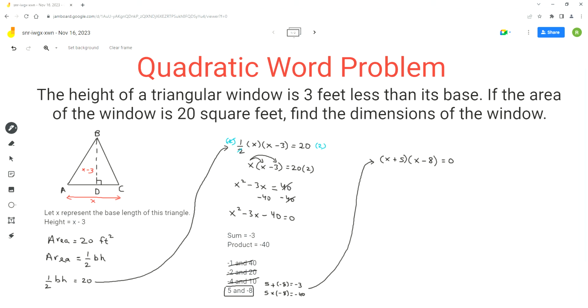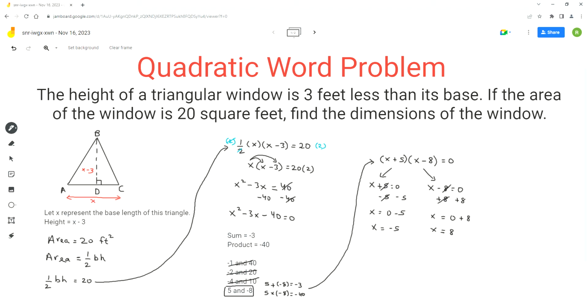Now to solve this equation, we get two cases. The first case is x plus 5 equals 0, and the other case is x minus 8 equals 0. Now we have to solve for x from both cases. For the first one, we subtract 5 from both sides. So we get x equals 0 minus 5. So x equals -5. That's the first solution we get. For the other one, we add 8 to both sides. The 8's on the left side cancel each other out. So we get x equals 0 plus 8. So x equals 8.